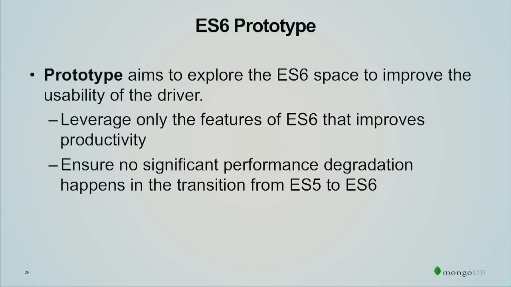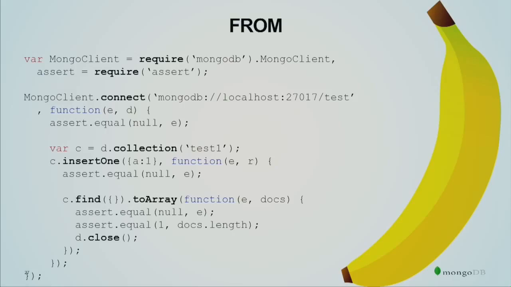So the goal was to leverage the features of ECMAScript 6 that could improve productivity. And I wanted to make sure there was no significant performance degradation if you made the switch from ECMAScript 5 to ECMAScript 6. So how many people have seen code like this? Callback hell, people call it. I usually call it banana code. Some people call it pyramid code. So this is the thing that we always end up with.